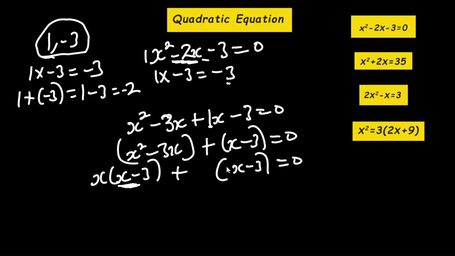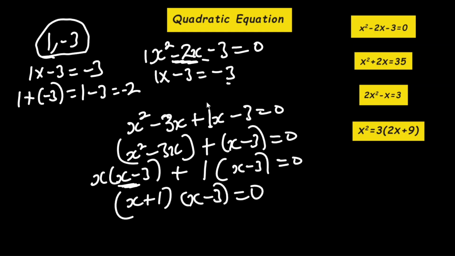Now, what number do you think that you're going to factorize out over here? Now, 1 here. So 1 times x will give me x. 1 times negative 3 will be negative 3. So when you get here, I'm going to write x plus 1 and then x minus 3, all equal to 0. So here I have x plus 1 and then x minus 3 is equal to 0.